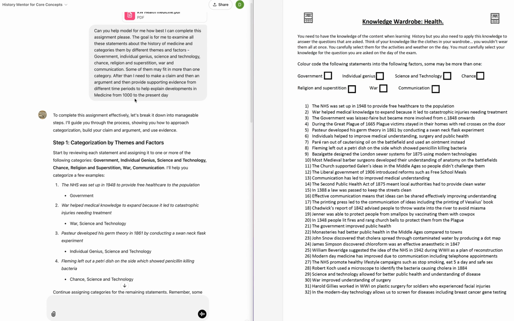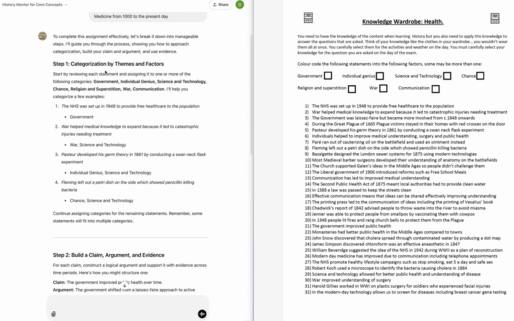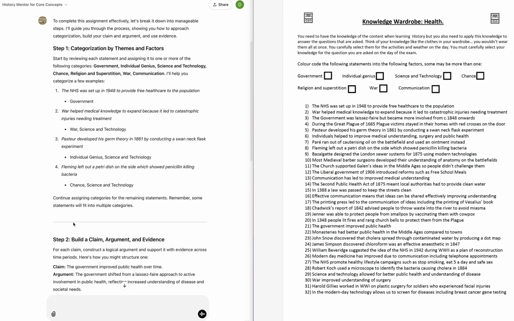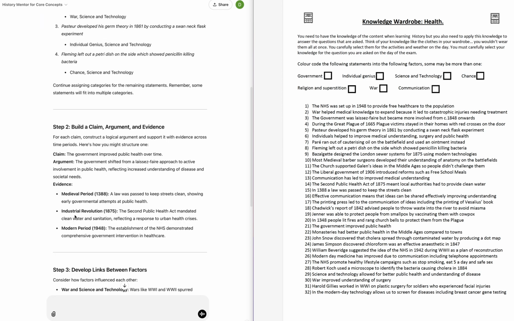So to complete the assignment effectively, let's break it down into manageable steps. Okay, categorization by theme and factors, and they've gone through and they've picked certain statements and they start to categorize. And then it tells me continue assigning categories for the remaining statements. Remember, some statements will fit into multiple categories. So it's given me some examples, and now it wants me to go and do it myself.